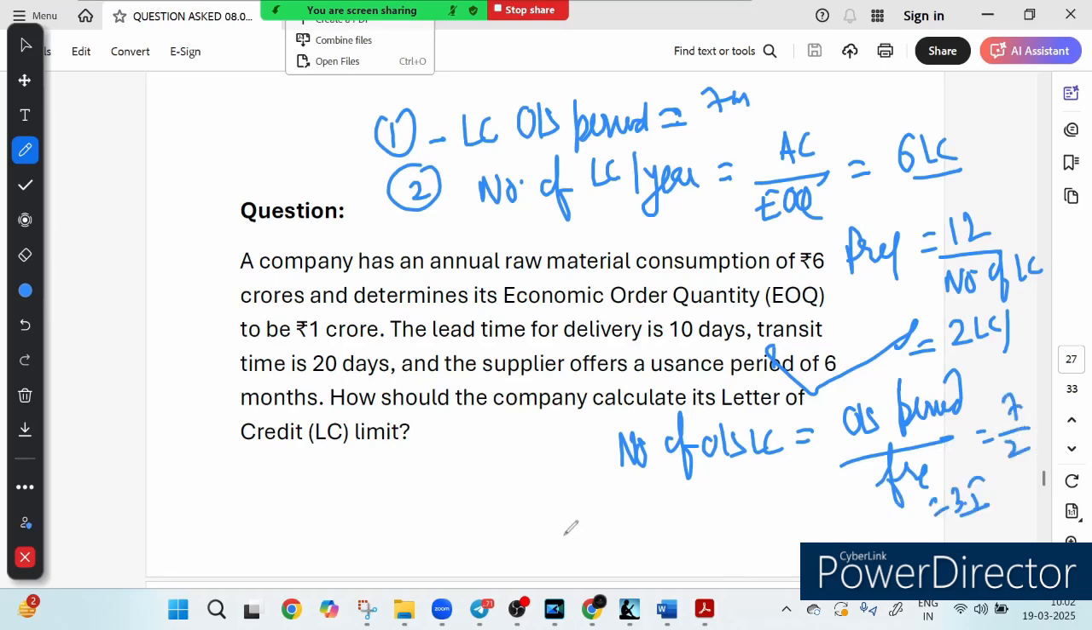And the last step is to find the LC limit. How to find LC limit? Number of LC outstanding multiplied by EOQ, right? So this will give you 4 times 1, which is 4 crore. So this is the 5-step process you have to follow. The LC limit must cover all the outstanding LC at any given time to ensure the company has sufficient credit for its import. I hope you now have a clear understanding of how to calculate LC limit using EOQ and the factors involved.